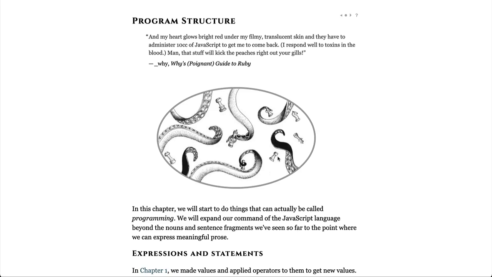Chapter 2, Program Structure. And my heart glows bright red under my filmy translucent skin, and they have to administer 10 cc of JavaScript to get me to come back. I respond well to toxins in the blood. Man, that stuff will kick the peaches right out of your gills. Why's Poignant Guide to Ruby.